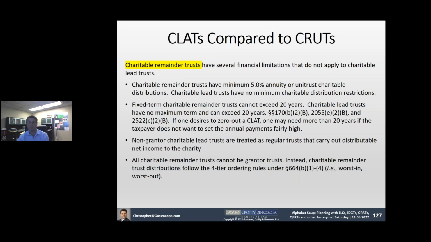Now, they are a little bit different from CRUTs. CRUTs do have this minimum 5-year annuity payment and a maximum term of 20 years. For a CLAT, you can use a life as well, which can extend the period longer than the CLAT. And there are certain self-dealing rules that apply to CLATs that don't apply to CRUTs.